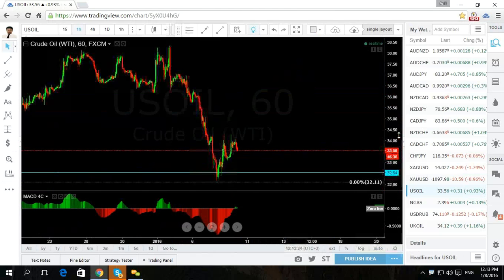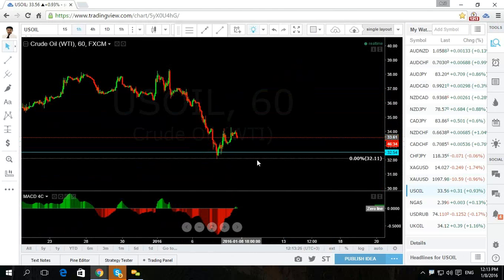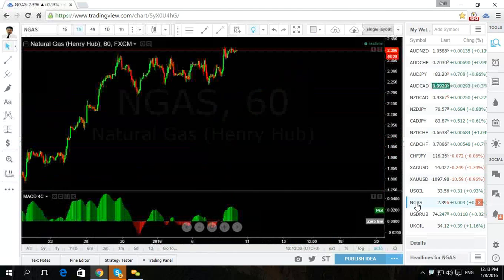US oil could be bouncing, probably retest the low and then go again. The best thing to do is stay out of it. Don't try to trade it while it's at the bottom.